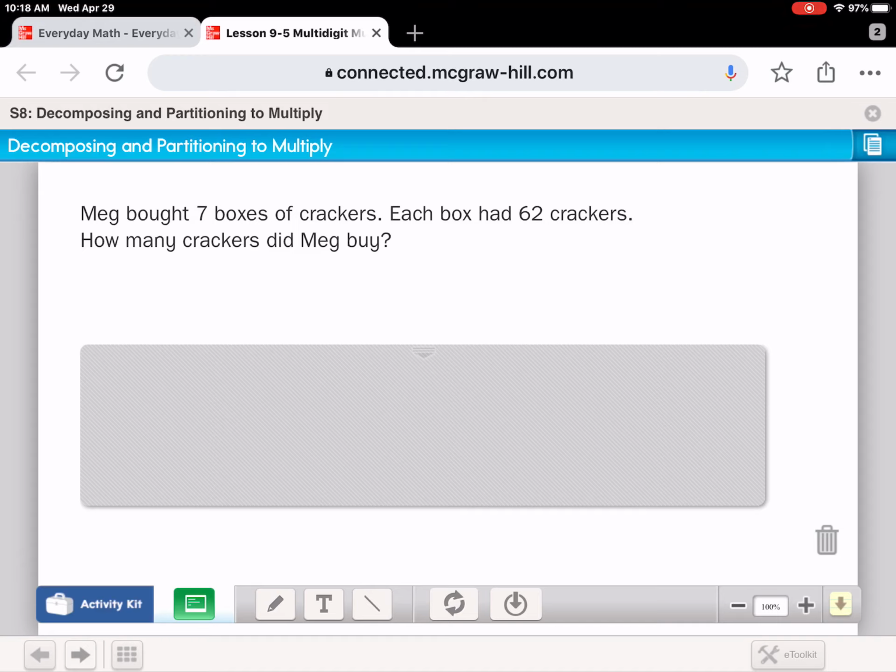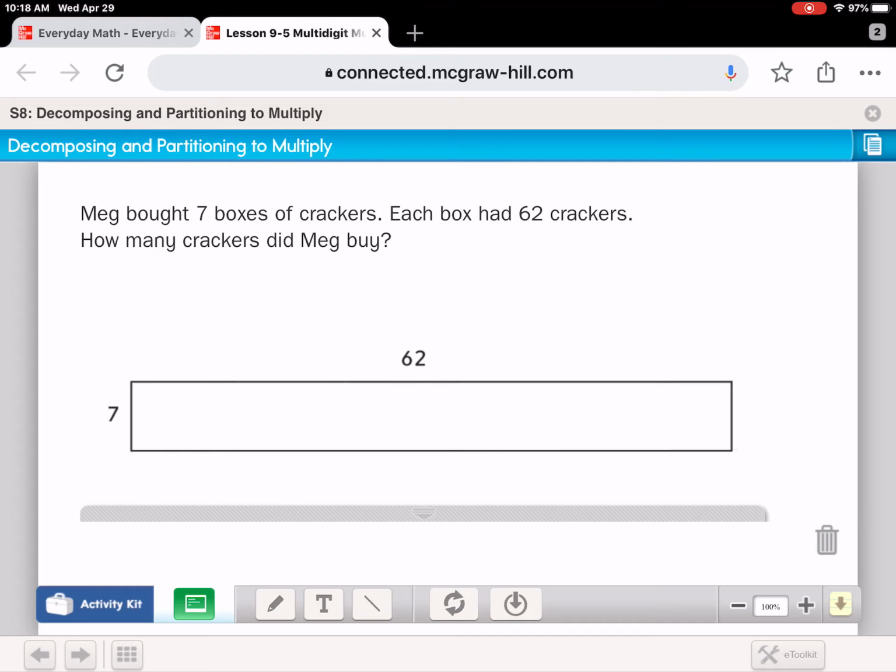The next question says, Meg bought 7 boxes of crackers. Each box had 62 crackers. How many crackers did Meg buy? If we thought about this as, say, a garden or even an array, what we're talking about is a 7 by 62, which is what you see on the screen. But most of us would have a hard time multiplying 7 times 62.